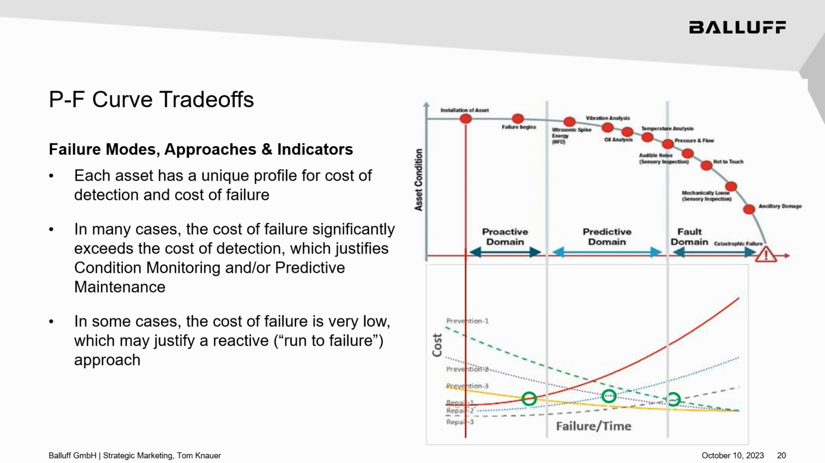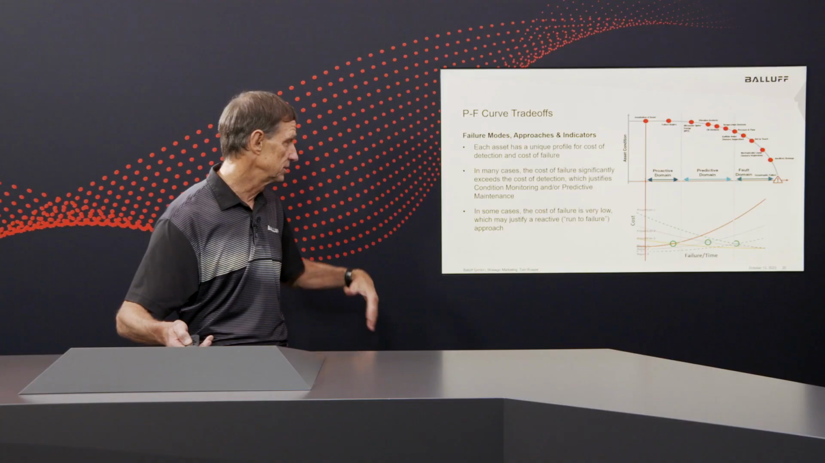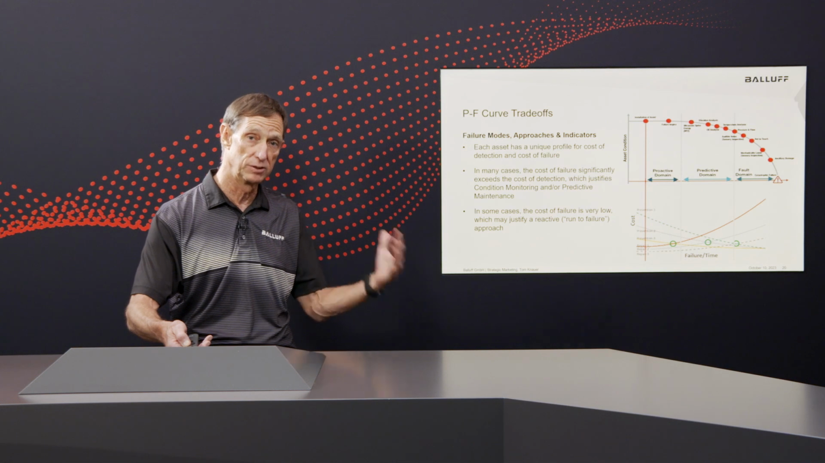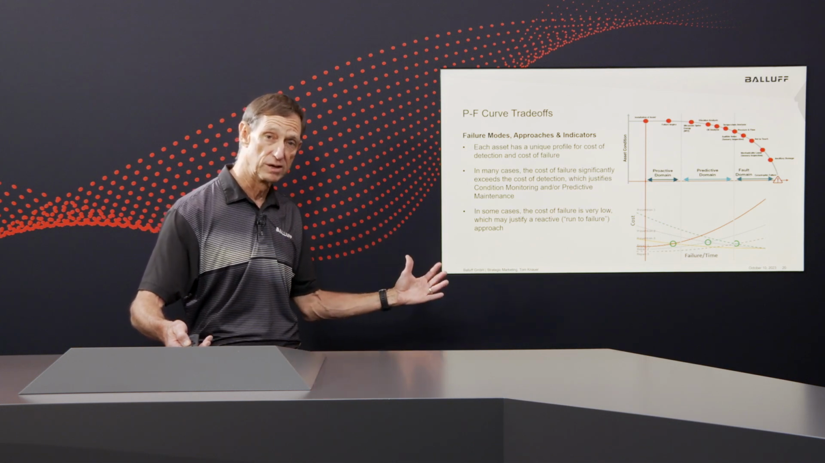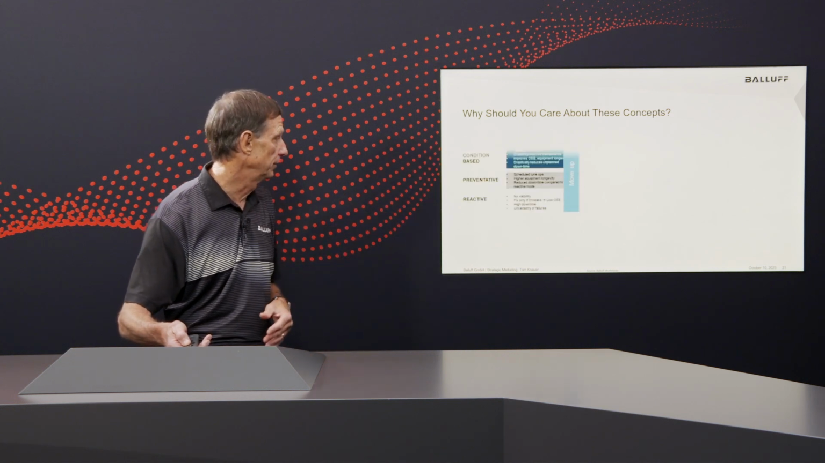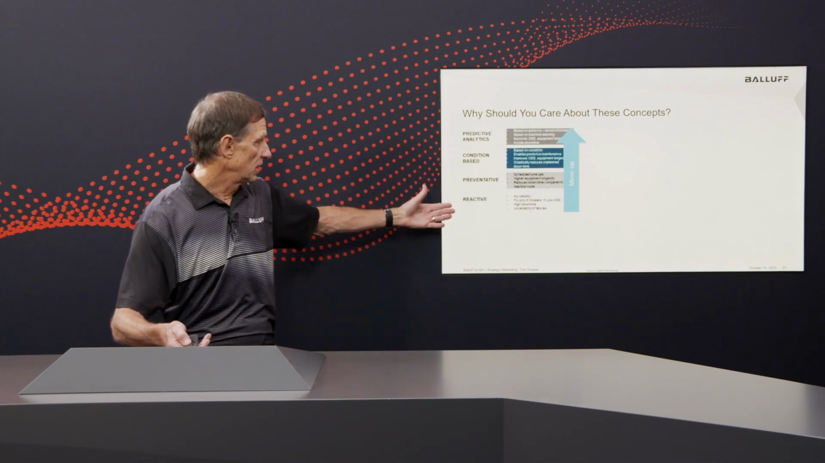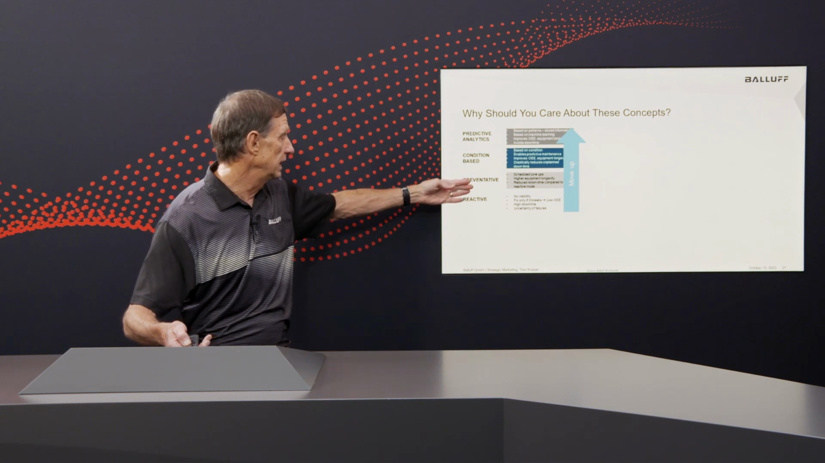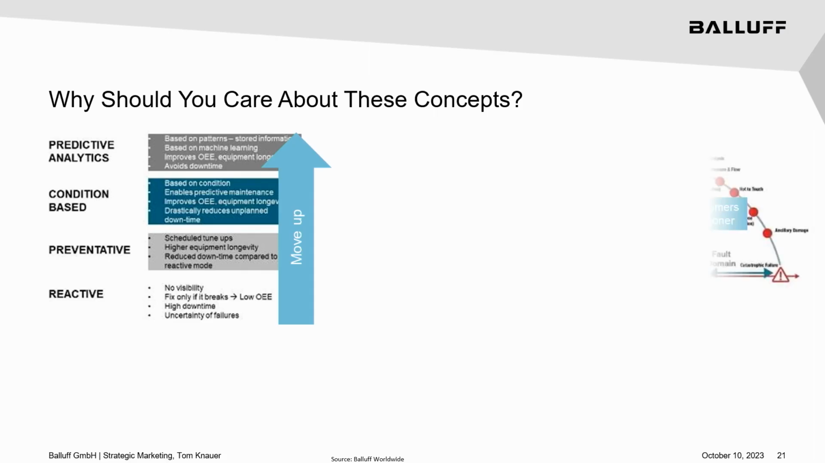So the point here is we need to analyze the different pieces of equipment, assess the criticality, assess the cost of the failure, assess the cost of prevention and detection on that machine, and make those trade-offs as we go through our factory to understand where we might apply condition monitoring and predictive maintenance versus just taking your reactive or preventative maintenance approach. So why should you care about this? Well, again, we talk about moving up from reactive and preventative maintenance in many cases to condition-based and predictive analytics.